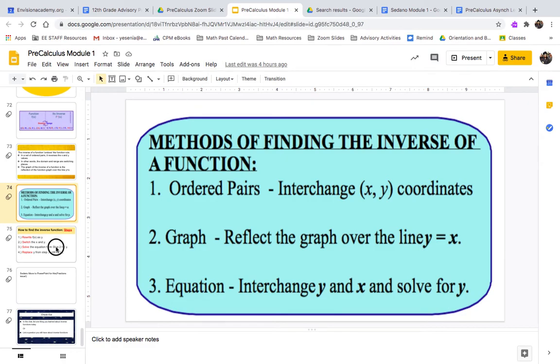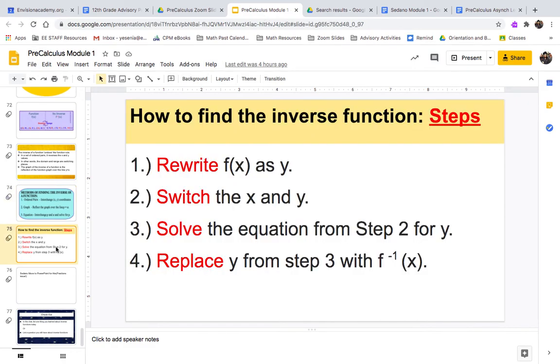So let me also reference back to the steps that we previewed in class. Here are the steps to finding the inverse of a function. You rewrite f of x as y, you switch x and y, you solve the equation from step 2 for y, and you replace y in step 3 with the inverse notation once it's a function.